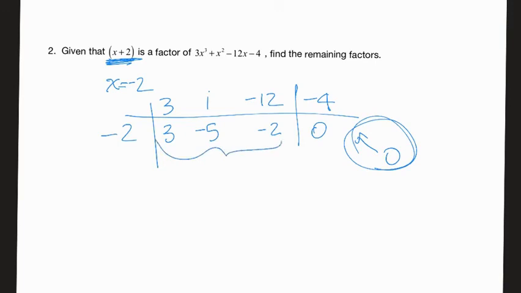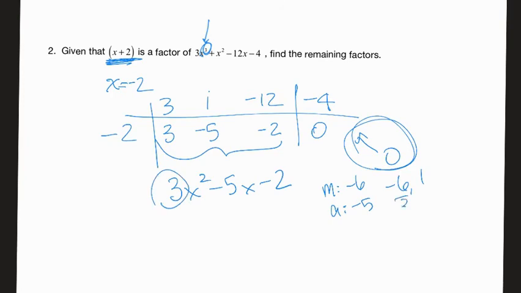So the depressed polynomial is 3x squared minus 5x minus 2. So I just need to factor. Oh, sorry, it's depressed. You can see that originally it was an exponent of 3, now it's an exponent of 2. So now I'm looking for numbers that multiply to be negative 6 and add to be negative 5, which is negative 6 and 1. I divide by that leading coefficient, I reduce those fractions if possible, and I read them from bottom to top. So x minus 2 and 3x plus 1.